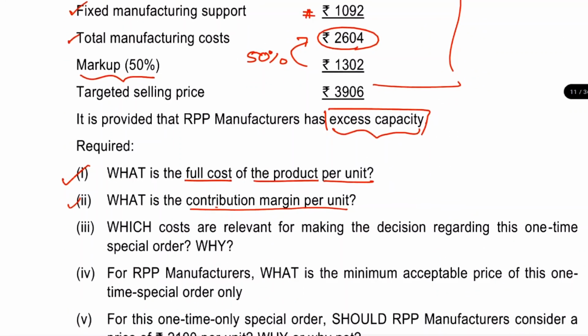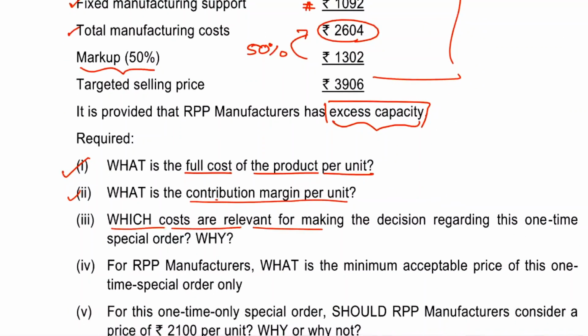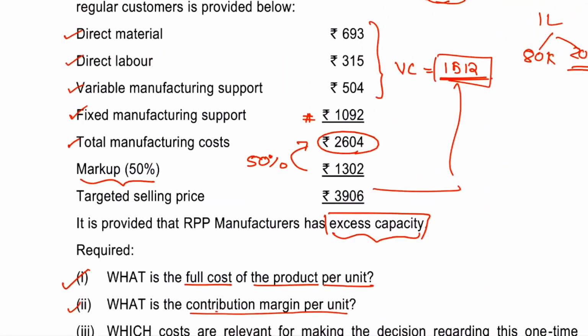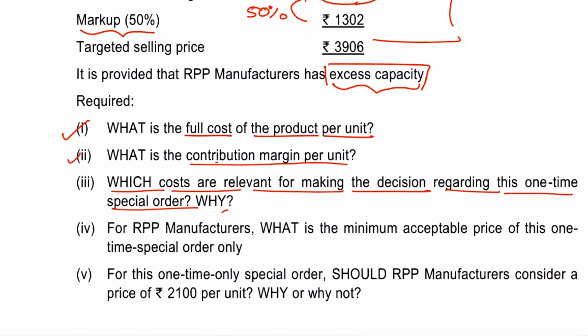Which costs are relevant for making the decision regarding this one-time special order? So one offer came. For this offer, relevant cost means the costs you will consider while making the cost sheet. Those are relevant, and you will ignore those costs which are irrelevant. So which cost are you going to consider? Can I say variable cost? That is going to be 1512. You are going to consider this variable cost of 1512, and why? Because these are incremental costs.